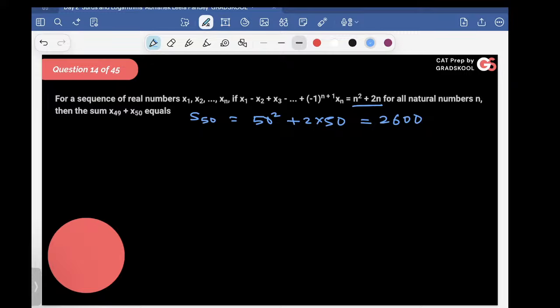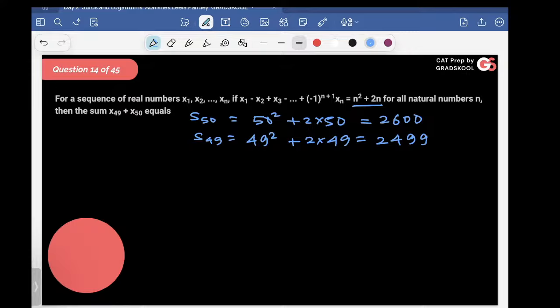What if I try to find the sum of first 49 terms? See, first I'm finding the terms, then I'll find a pattern there. 49 square plus 2 into 49. Let's count it. 49 common निकाल लो. 49 into 51 is what you get. So that'll be equal to 2499. Is that right?